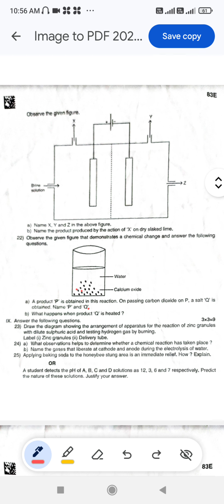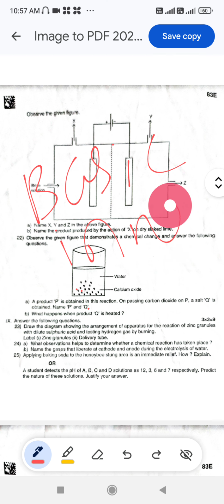Okay, 25th question: applying baking soda to the honey bee stung area gives immediate relief. How? Explain. First of all, baking soda is basic in nature, correct? When a honey bee stings, it increases the acidic concentration in our body, which causes us pain and irritation.